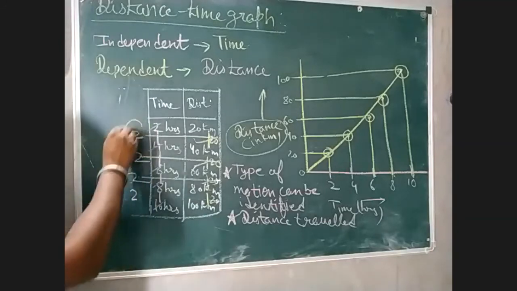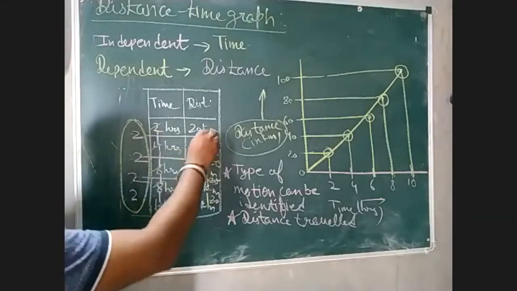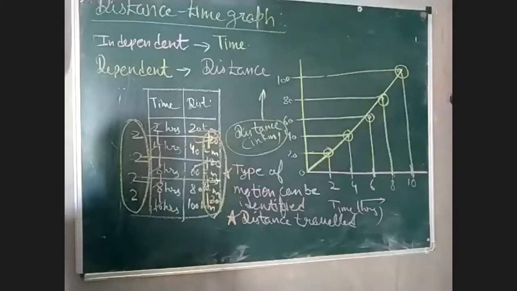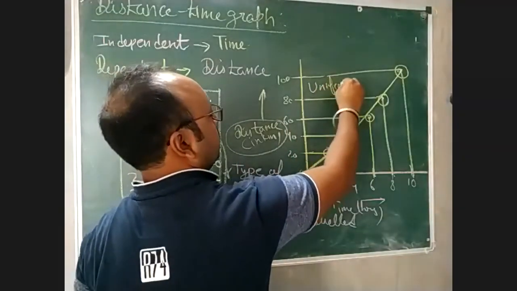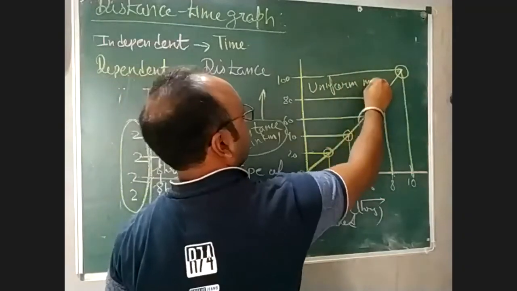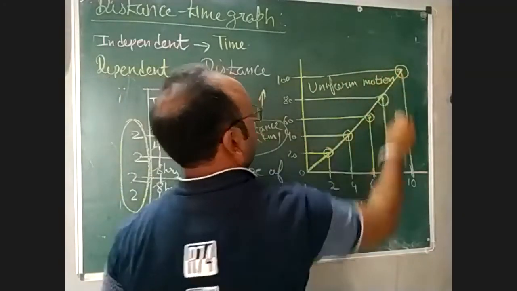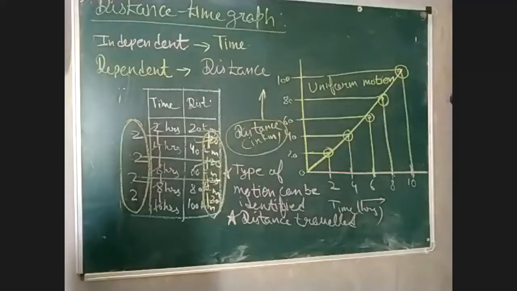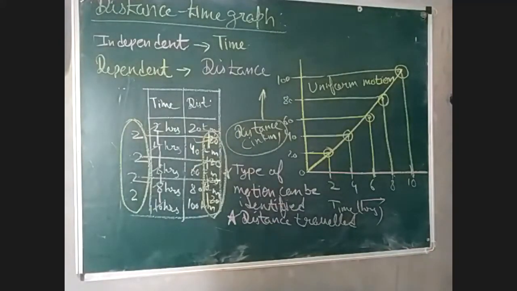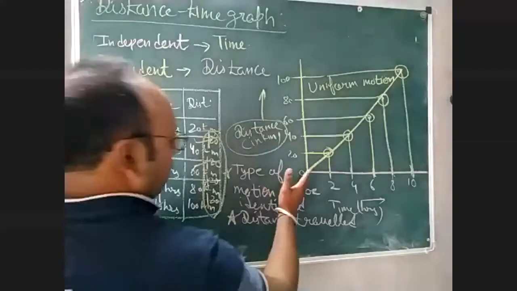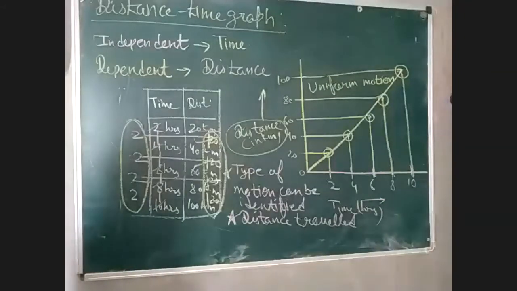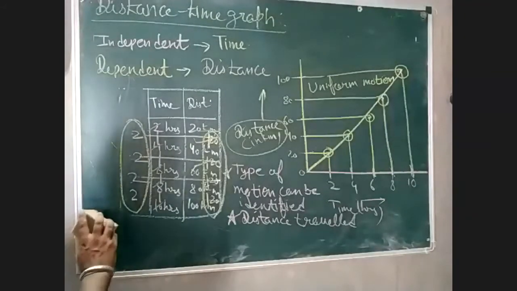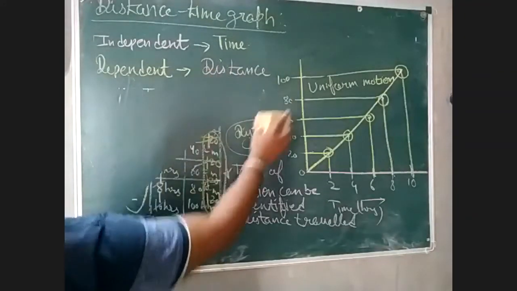So what does this represent? Equal intervals of time and equal distances. So this is a kind of uniform motion, right? The representation of uniform motion can be done by this. It's always a straight line starting from the origin, right? That is uniform motion. Clear? Now let's take one more example.